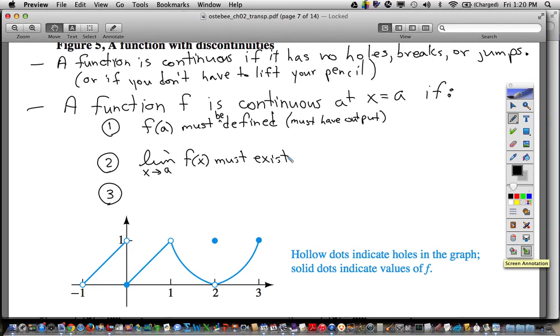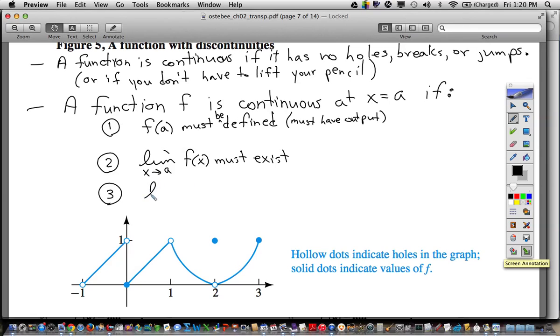Now clearly, you'd have to lift your pencil here. This is not a continuous point. Continuous, again, is nice, smooth, everything's fine. This is not continuous here. But it hasn't failed either one of these two. The function is defined, it has an output, and the limit does exist. Right? So neither one of those has been enough to show why that's discontinuous.